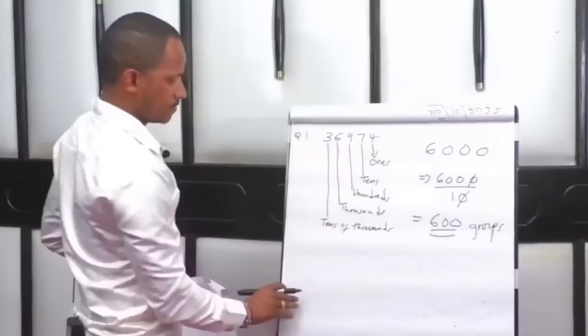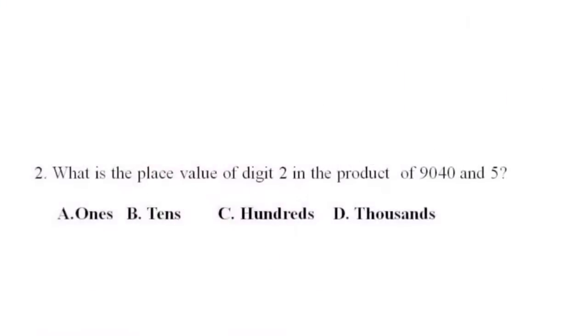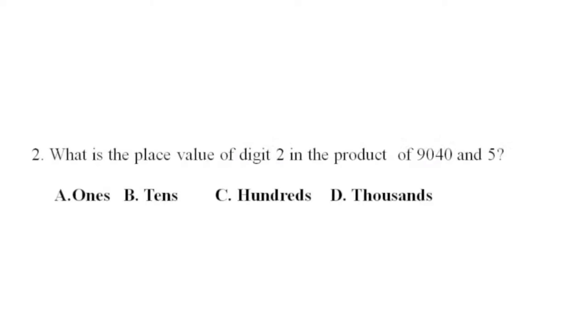Then we go to question number 2. What is the place value of digit 2 in the product of 9,040 and 5? Listen to the question carefully. The question wants the place value, but place value of what? Of digit 2 in the product of 9,040 and 5.